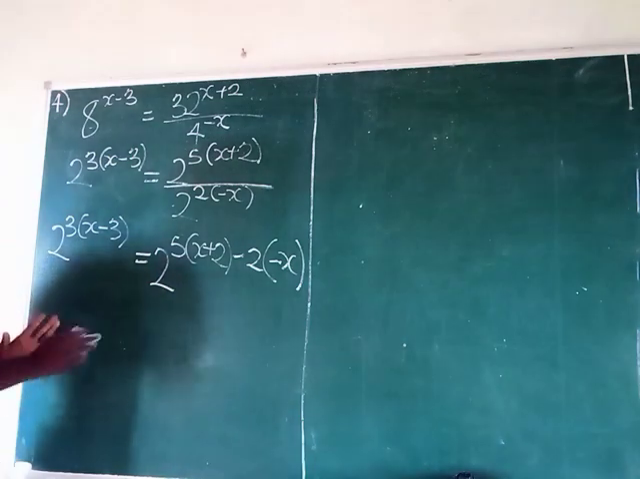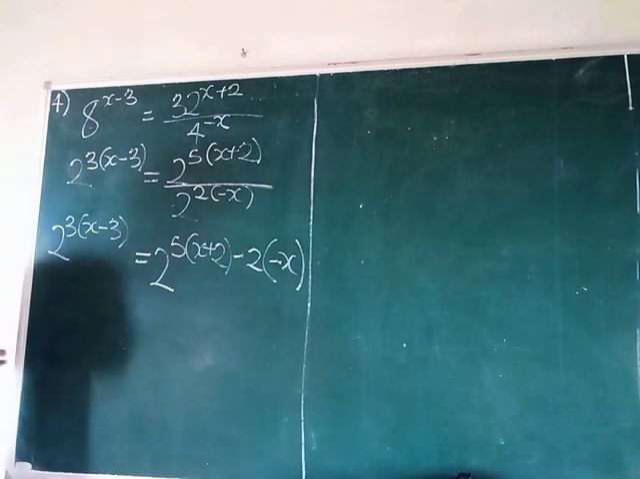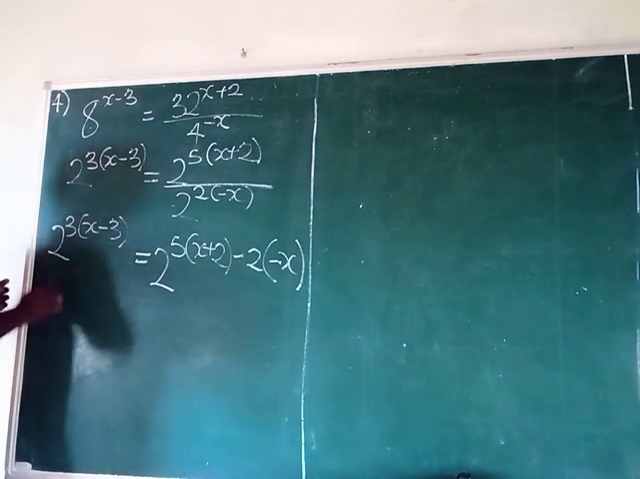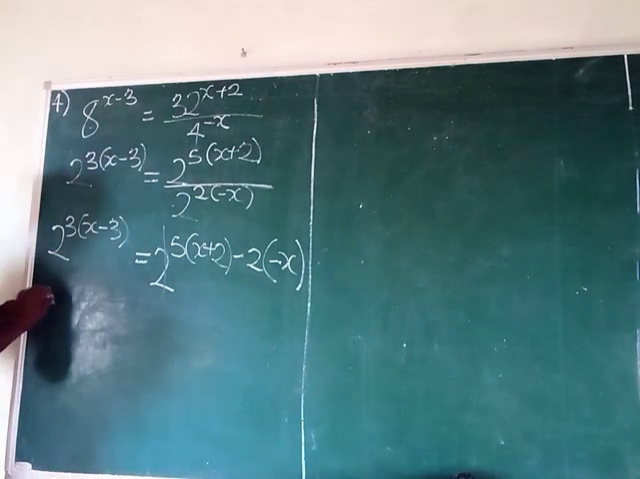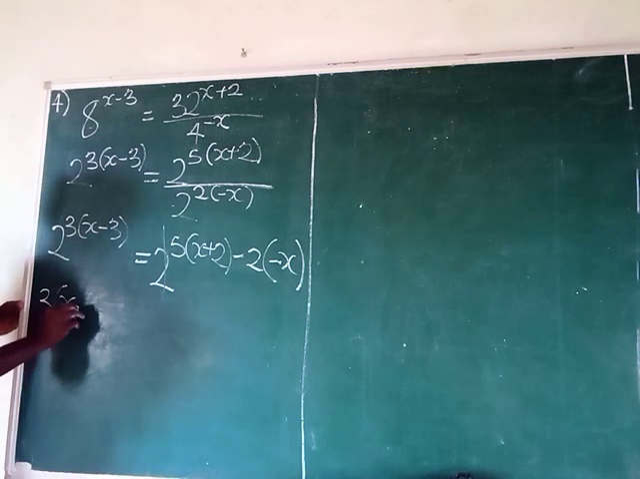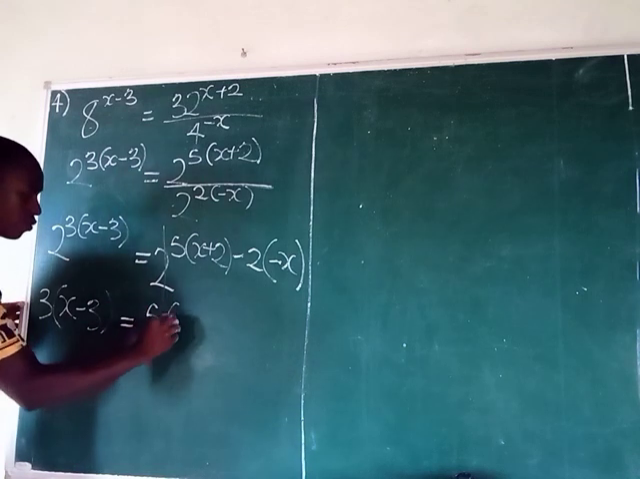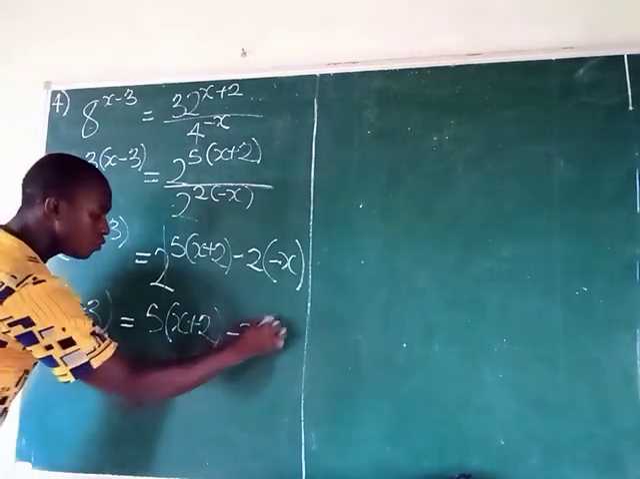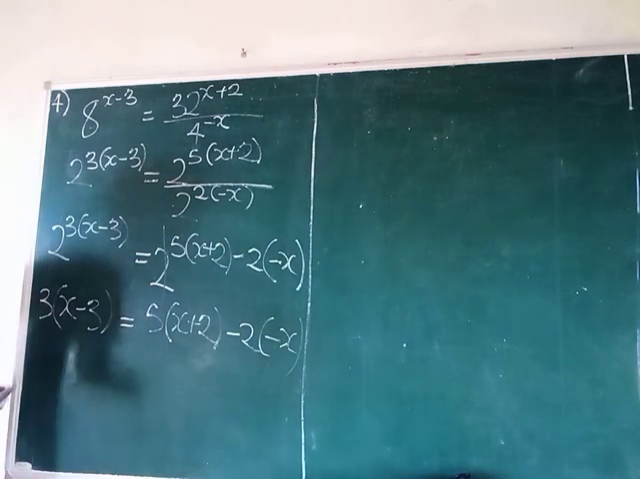As simple as that. So what have you been able to do here? You have been able to balance the bases, expressing them in their least or common base. So the next thing you do is cancel out the bases. And so you have a clear equation: 3 into x minus 3 is equal to 5 into x plus 2, then minus 2 bracket minus x. And so let's expand the brackets.